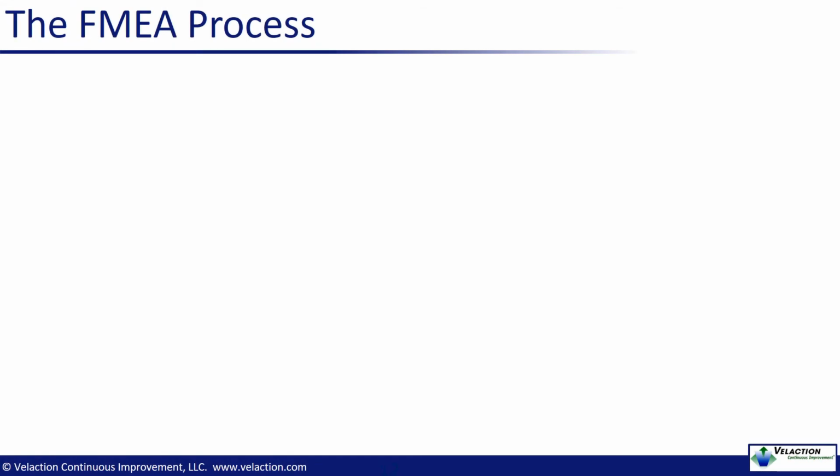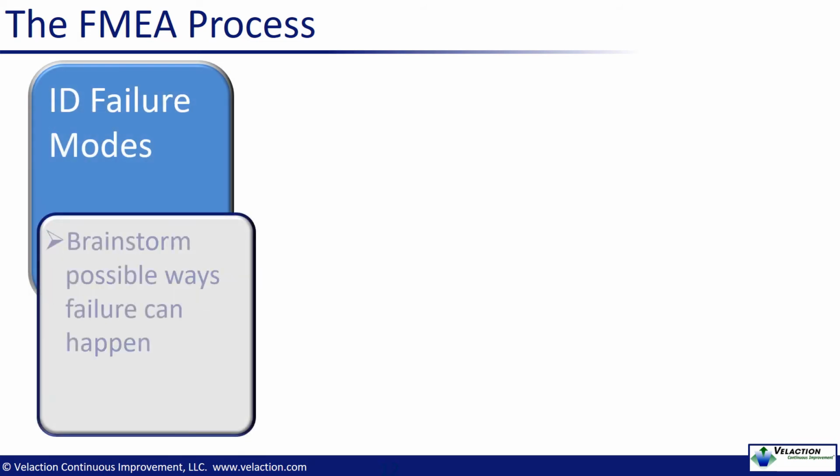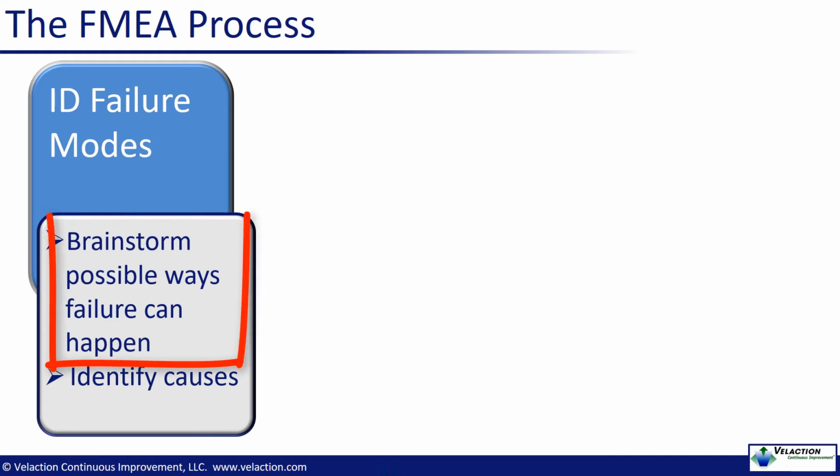Let's go over the process for using FMEA. Now, FMEA does require a certain amount of expertise in the product you're looking at. This is because you have to be able to brainstorm all of the possible ways the product may fail. In addition, you will have to be able to think about the possible causes for those failures. Simply put, FMEA is much more effective when you are able to create a comprehensive list of failure modes.